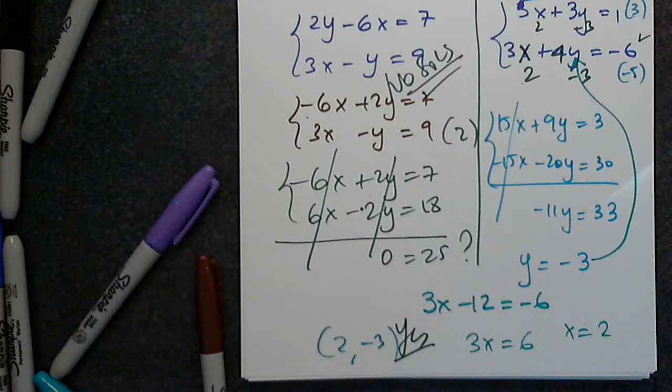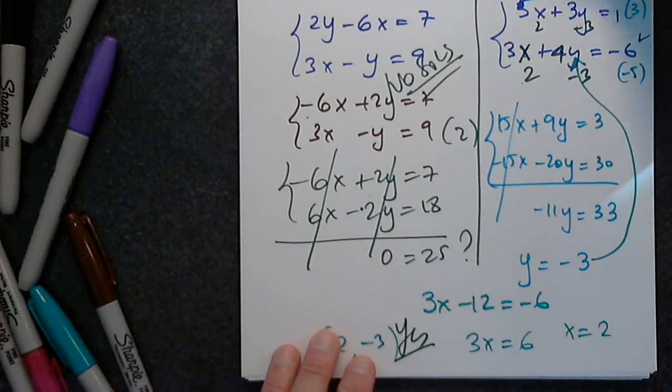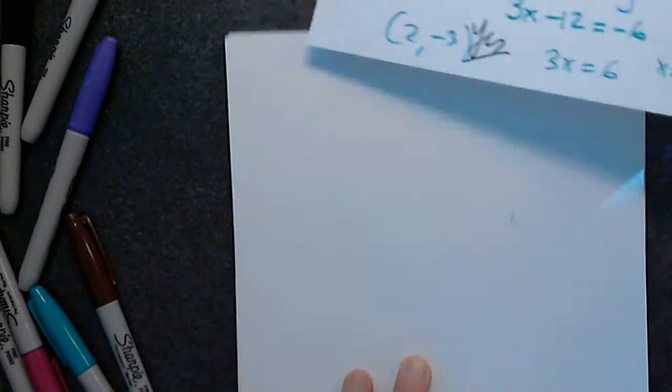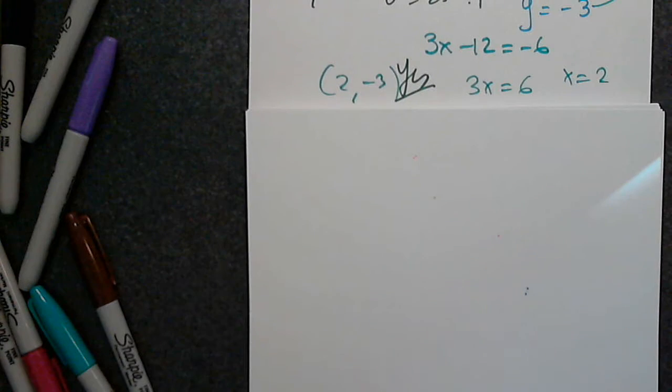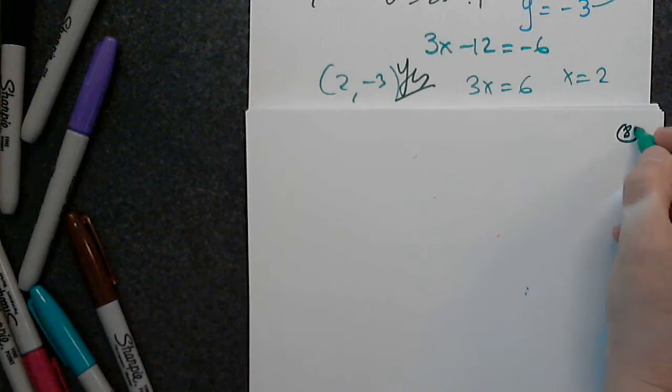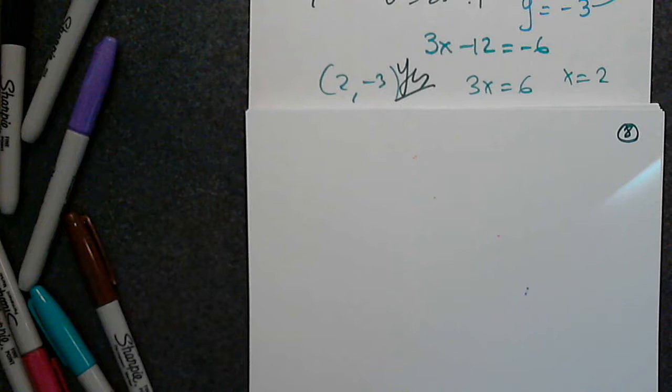Now we have to review equations: quadratic, rational, and radical. Any questions? And then we have to look at simplifying radicals. Ready? So let's look at a quadratic equation, and then a rational, and then a radical.